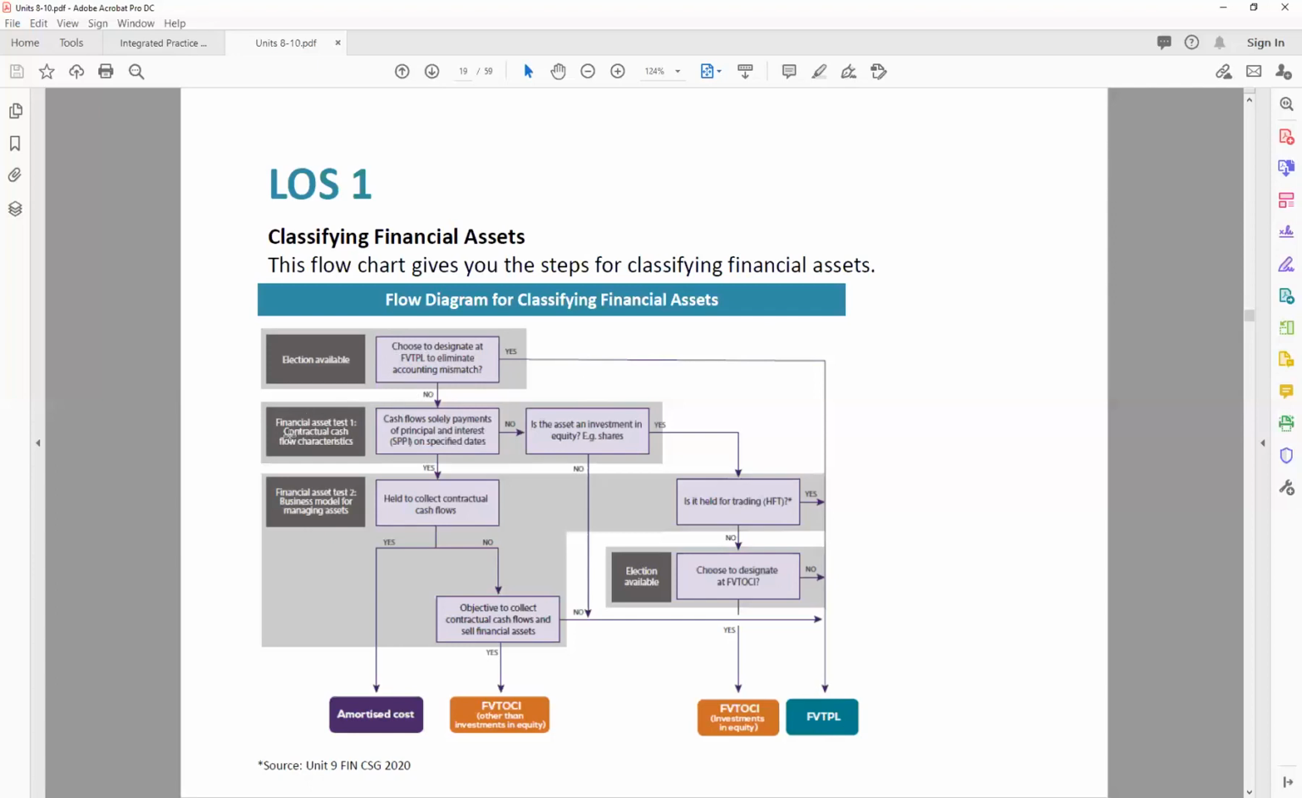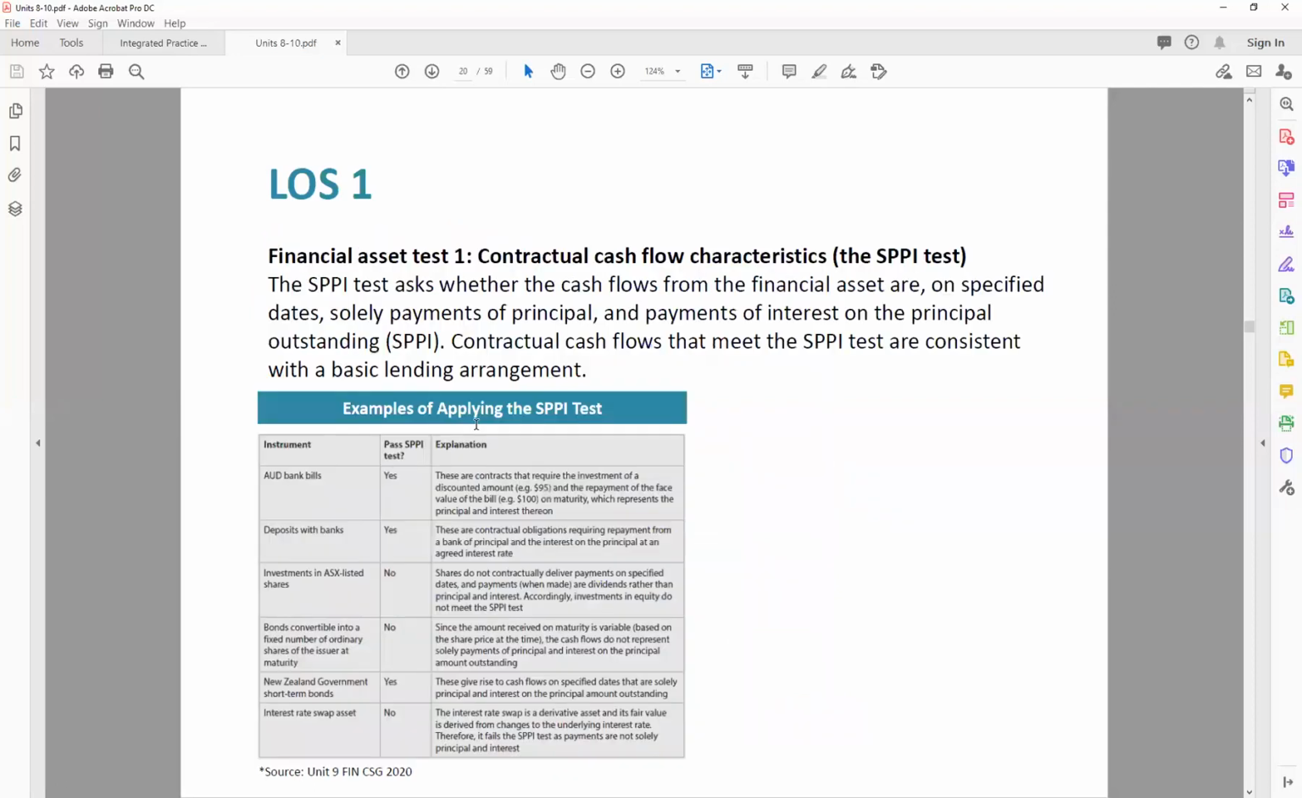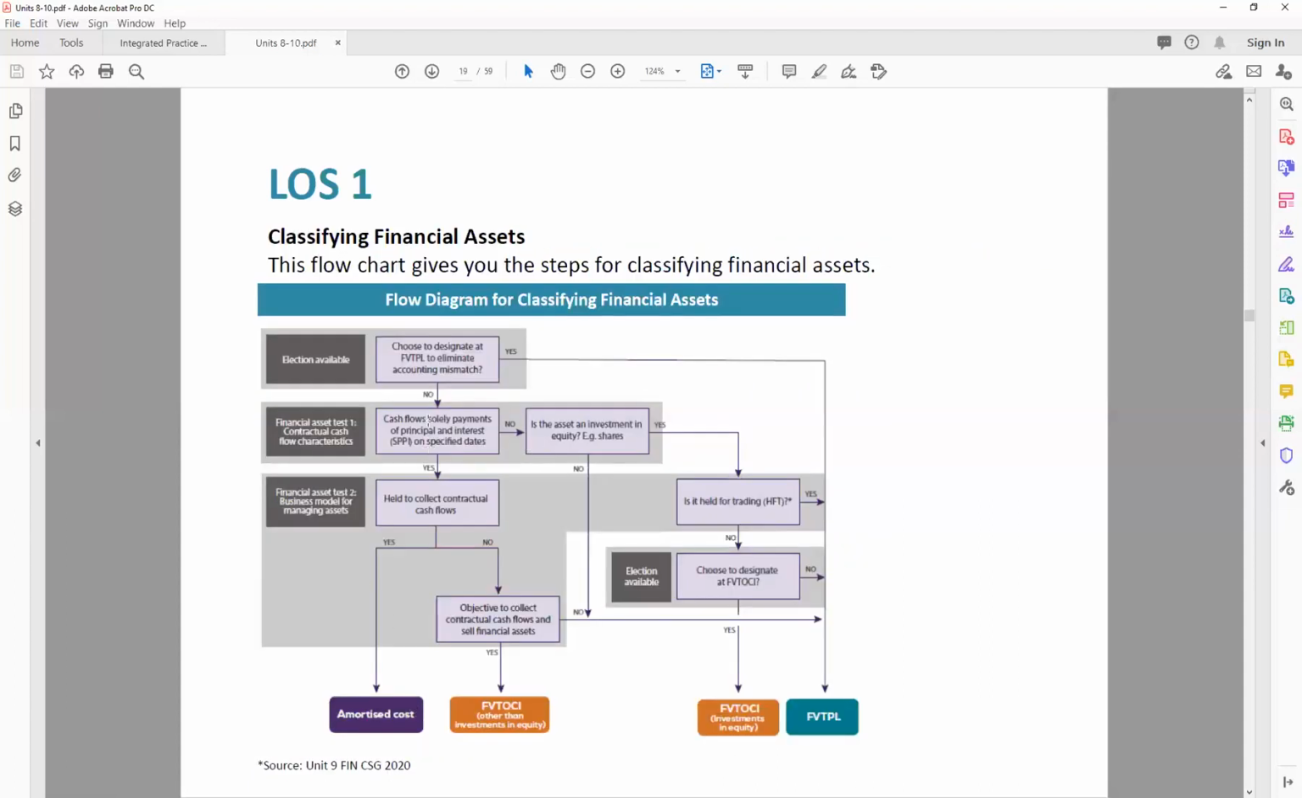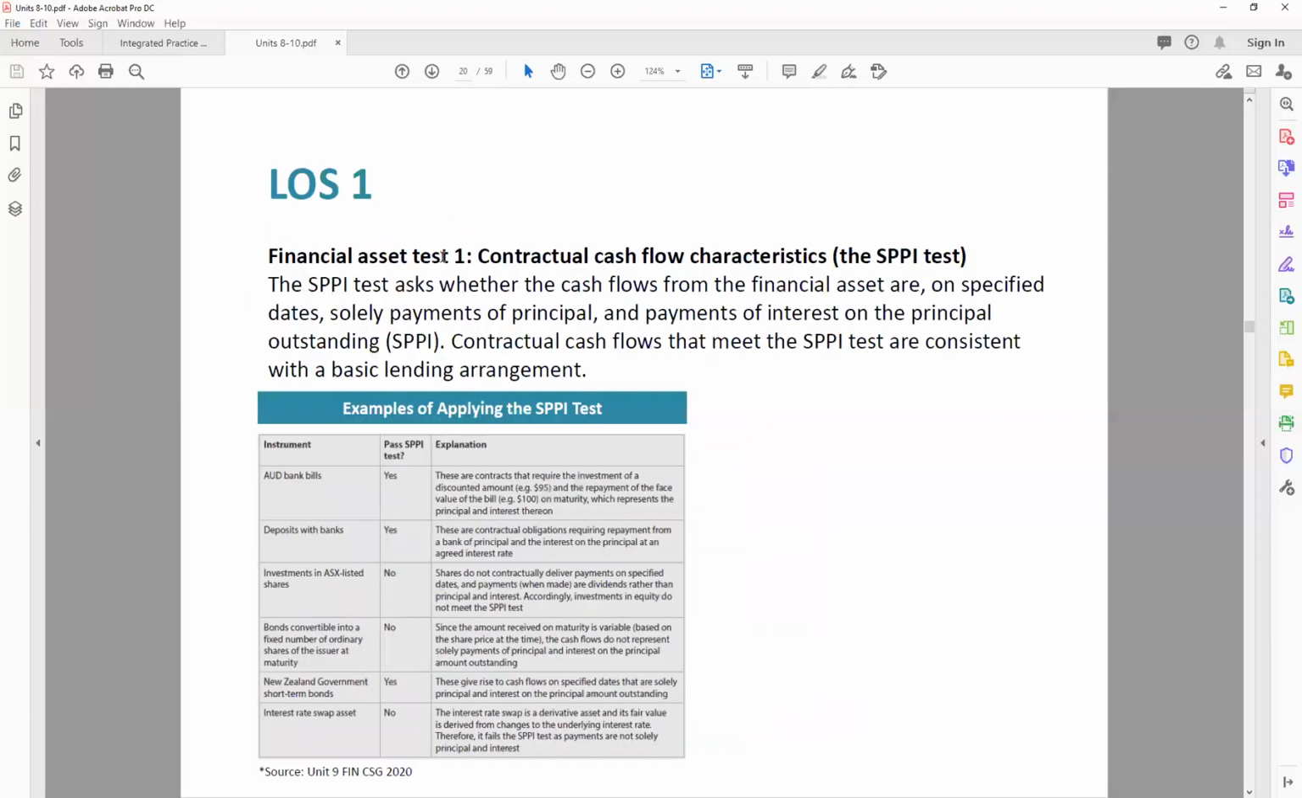The second test looks at contractual cash flow characteristics. Are the cash flows from the asset primarily related to principal and interest? Okay, so this is what this test is. And if the answer is yes, then it pretty much puts you down the line that you're going to classify this as amortized cost. So this is the first test: are the cash flows primarily related to payments of interest and principal? These are going to be some examples, where we've got bank bills.